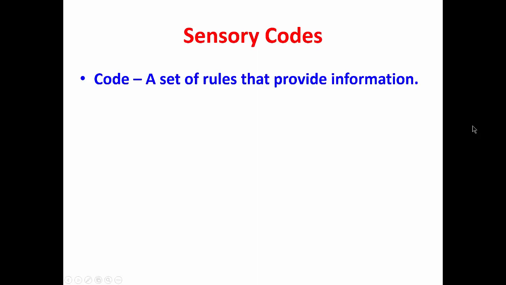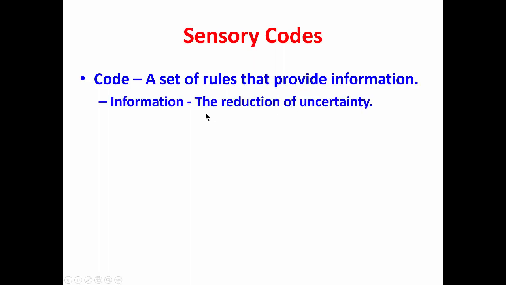Well, let's start out with the definition. We can define a code as a set of rules that provide information. And we can further define information as the reduction of uncertainty. Let's take an example. Let's say that you've got an upcoming test and the professor provides some information about that test. The professor has then reduced some uncertainty about that test.